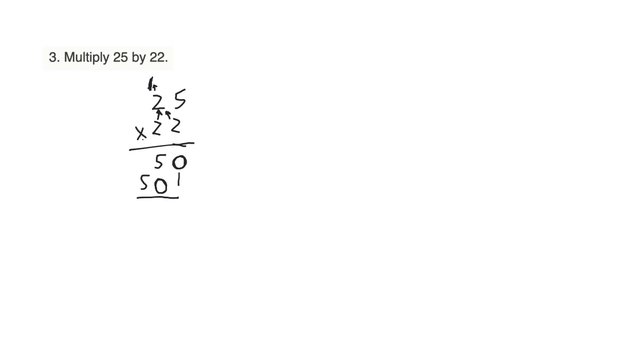Now we're just going to add straight down. So 0 plus nothing is just 0. 5 plus 0 is 5. And 5 plus nothing is just 5. So 25 times 22 is 550.